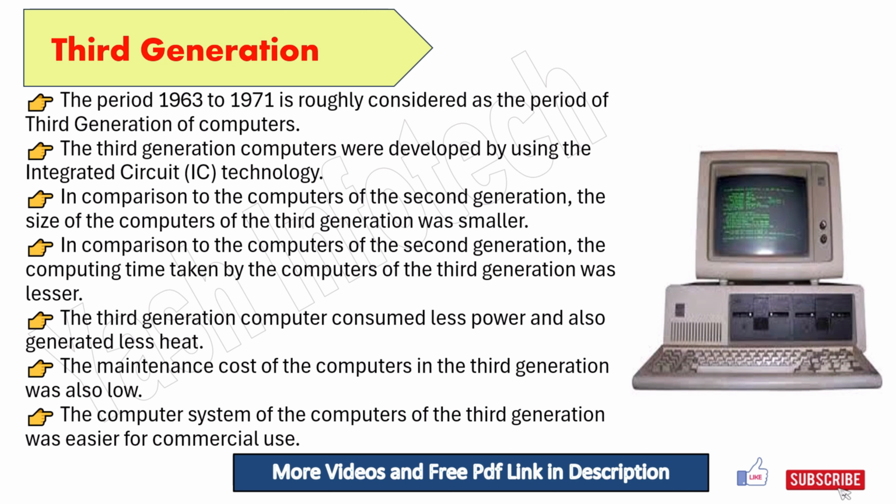Third generation. The period 1963 to 1971 is roughly considered as the period of the third generation of computers. The third generation computers were developed by using integrated circuit, IC, technology. In comparison to the computers of the second generation, the size of the computers of the third generation was smaller. In comparison to the computers of the second generation, the computing time taken by the computers of the third generation was lesser.